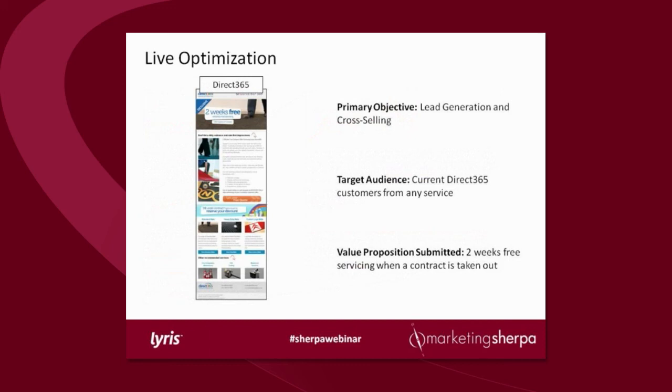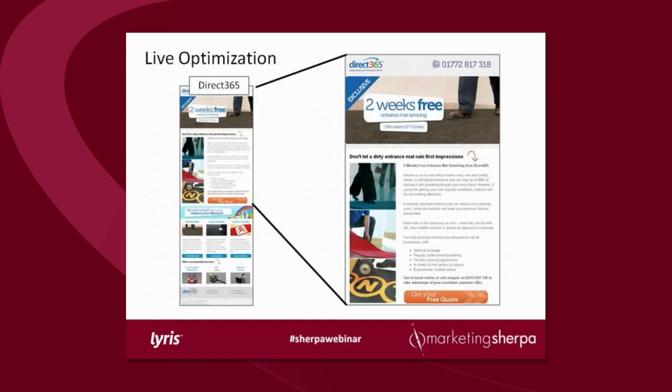Direct 365. The primary objective is lead generation and cross-selling. The target audience is current Direct 365 customers from any service, and the value proposition submitted is 2 weeks free servicing when a contract is taken out. We'll go to it right now. John, why don't you tell us some test ideas you can give us for this one?